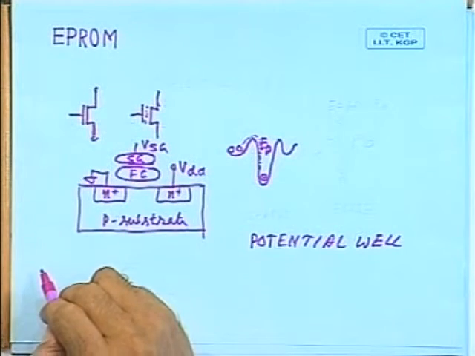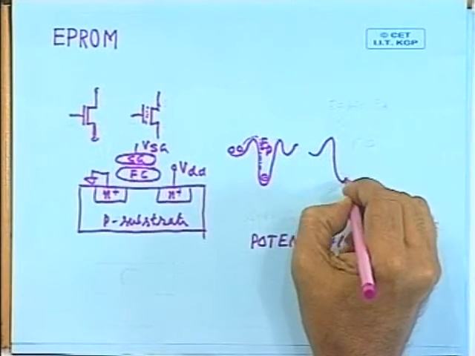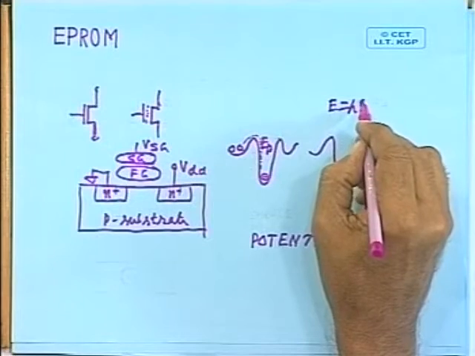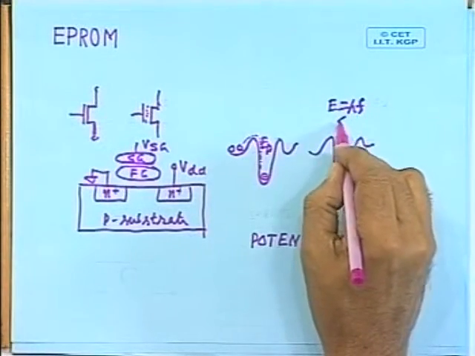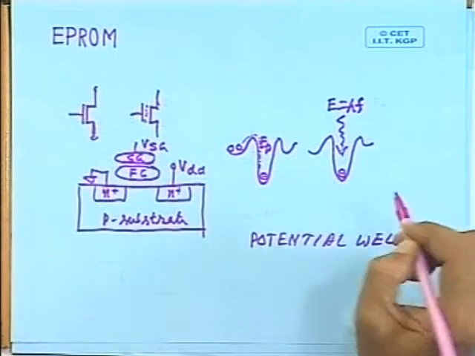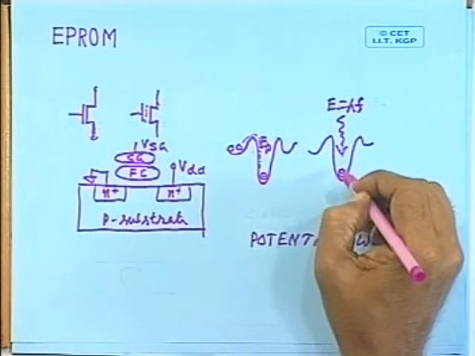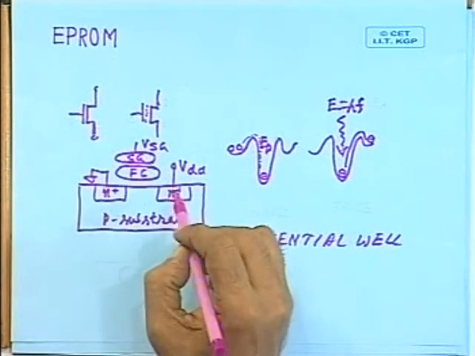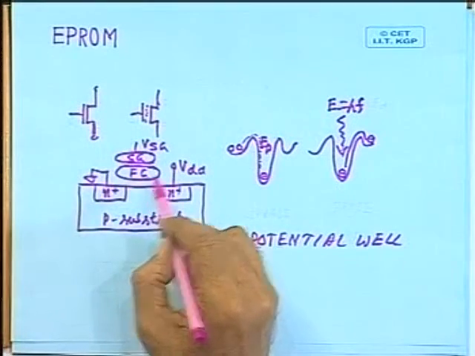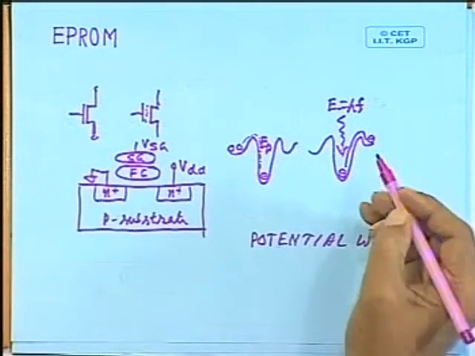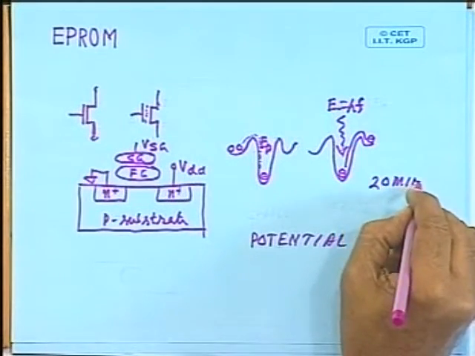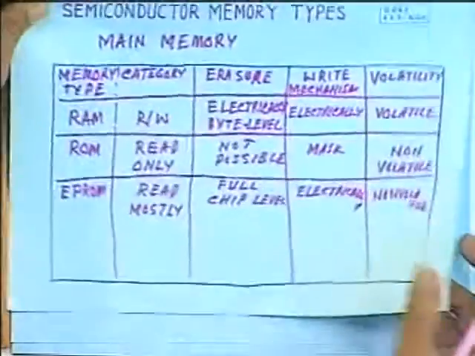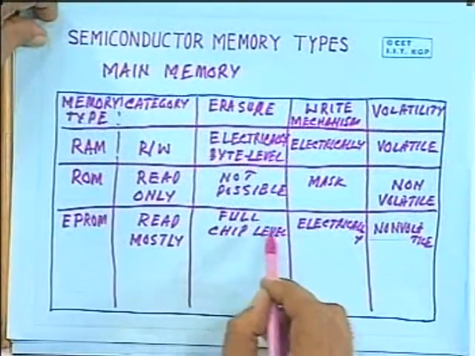How do you erase it? The erasing can be done by applying ultraviolet light. With the help of photons of suitable frequency, you bombard the electron. So the electron gets energy from the photon and comes out of this well. As you can see here, the charge of this gate will be dissipated as you expose it to ultraviolet light for about 20 minutes. Whenever the erasing is done, the entire cell gets erased. That's why I have written full chip level erasing is done.